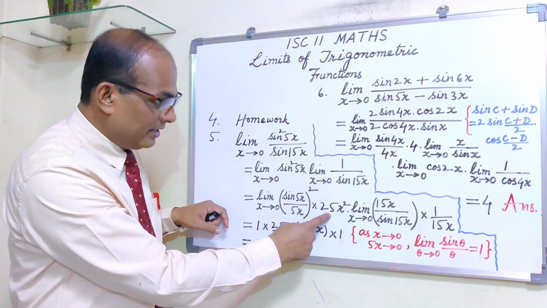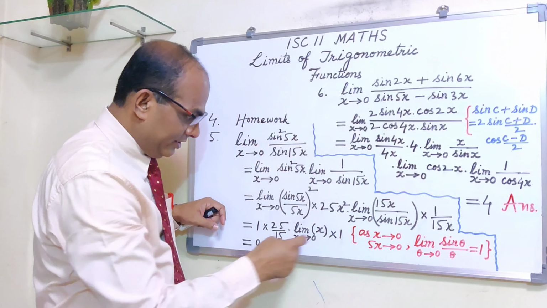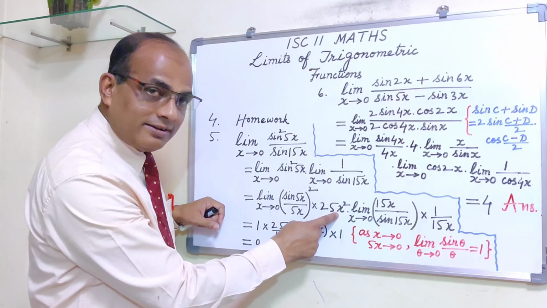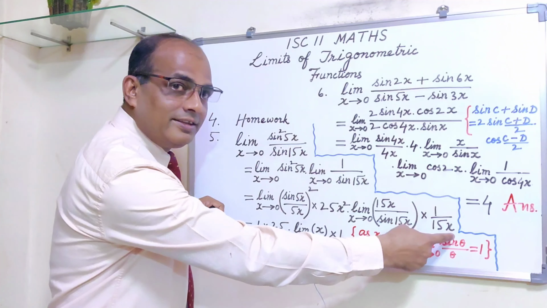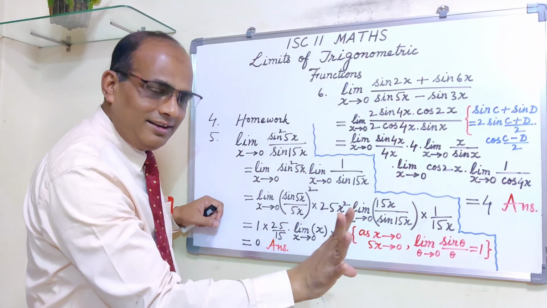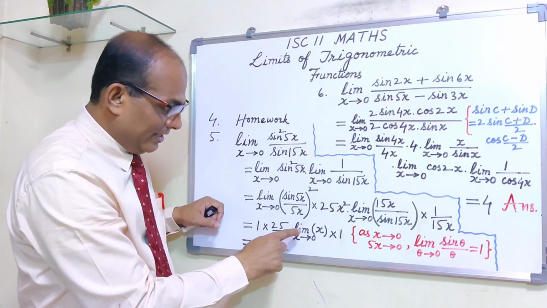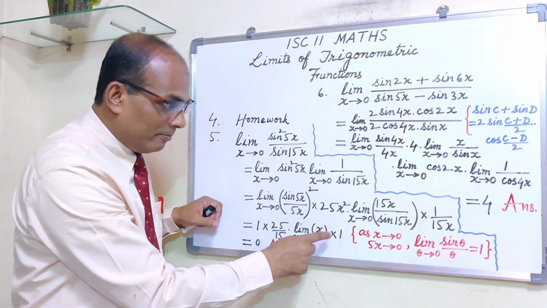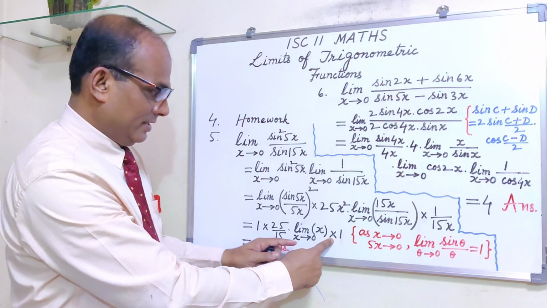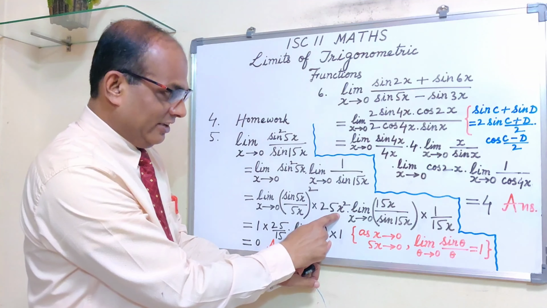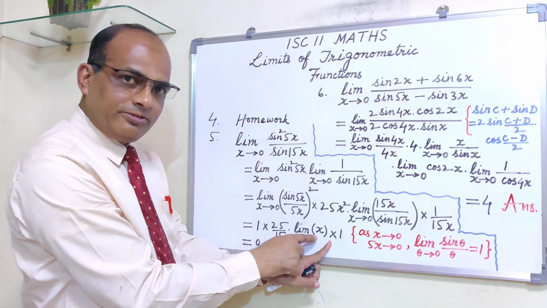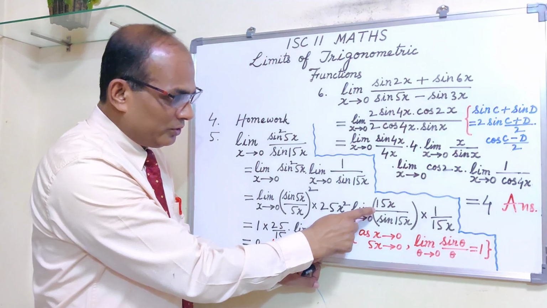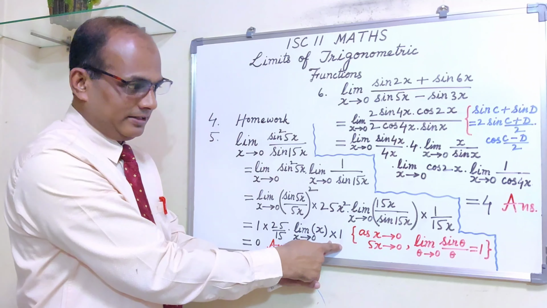Now 25 in numerator and 15 in denominator. So 25 upon 15. Got it? x square in the numerator and x in the denominator. One x cancels and one x is remaining. So that one x I am writing here, limit x approaches 0, x multiplied by this x square upon x. So we are left with x. Now multiplied by limit x approaches 0, theta upon sine theta, which is 1.